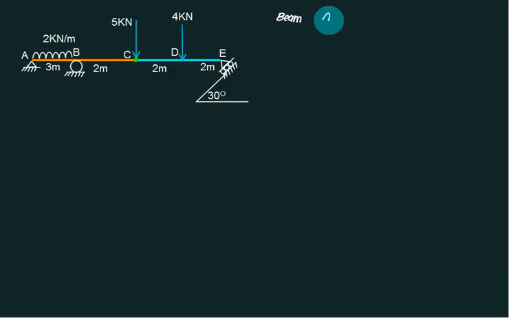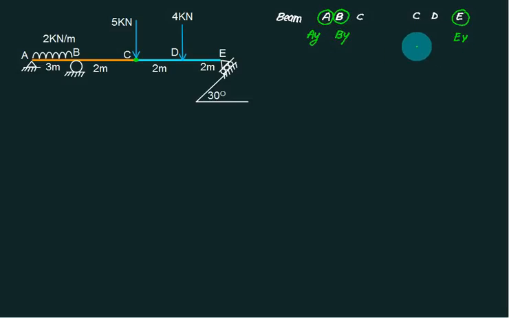We have beam A, second beam is C, D and E. We have one support at A, one support at B, and one support at E. It means you have to find out AY, you have to find out BY and you have to find out EY.